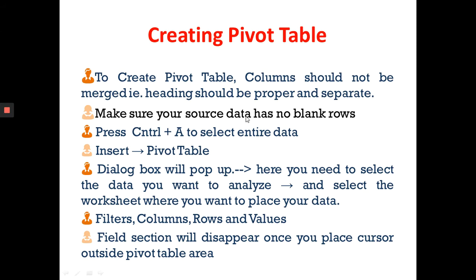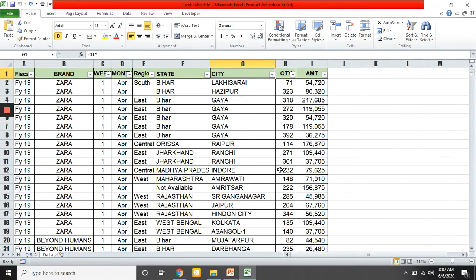Press Ctrl plus A to select the entire data. Under the Insert tab, click on Pivot Table. Then you will see a dialog box come up. Here you will need to select the data that you want to analyze and select the worksheet where you want to place your data. So let us see this practically in our Excel.